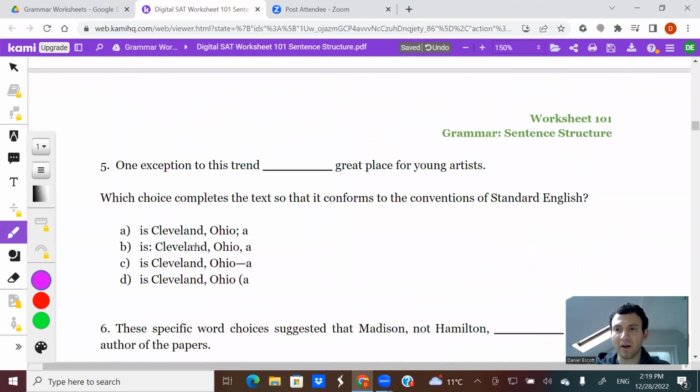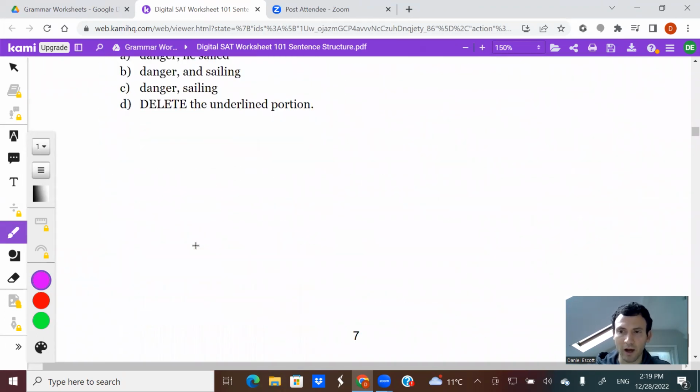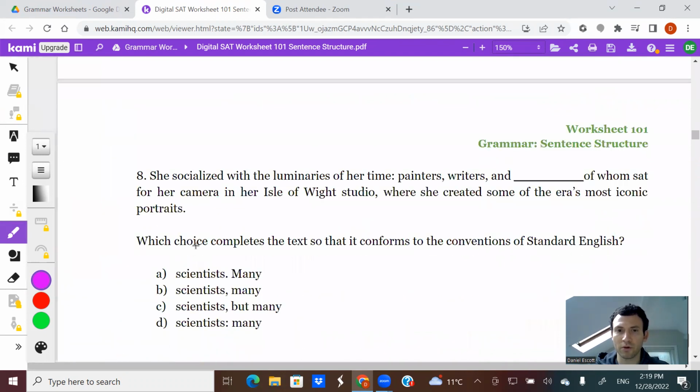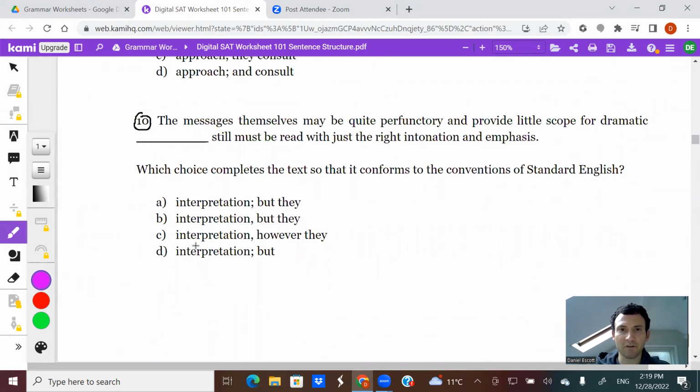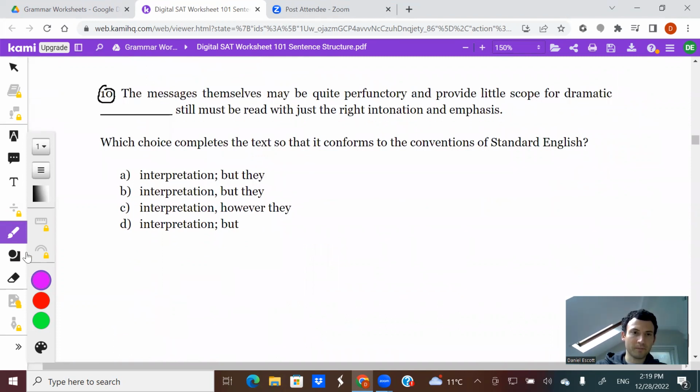We're going to look at 10, and then I'll show you one that has to do with that weird situation or rule I showed you a moment ago with contrast words. But first, let's do 10.